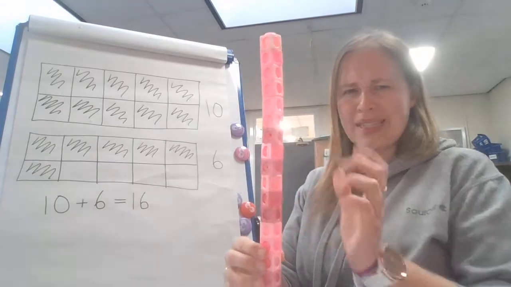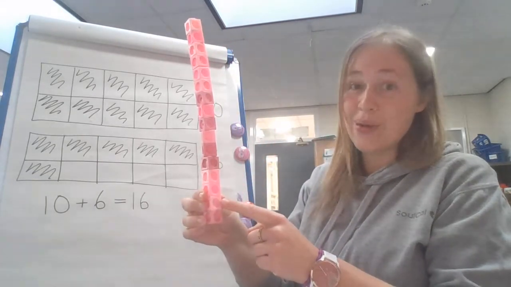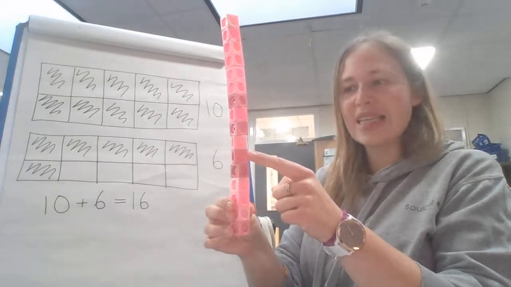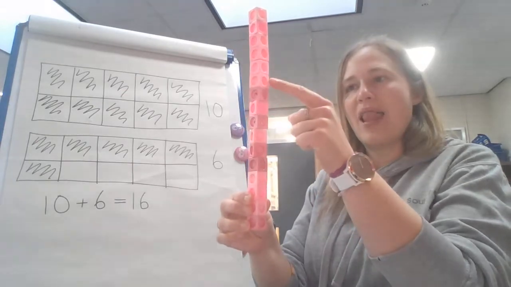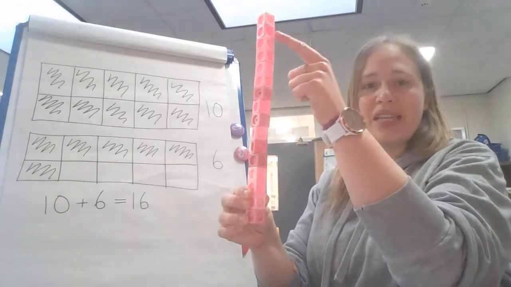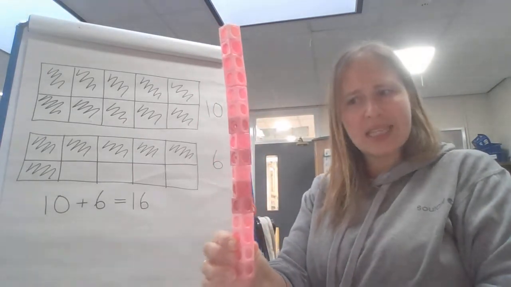It's a very big tower. I hope it doesn't break. Are you ready? 1, 2, count along. 3, 4, 5, 6, 7, 8, 9, 10, 11, 12, 13, 14, 15, 16. Look, it's a very wibbly-wobbly tower, but it is 16 cubes.